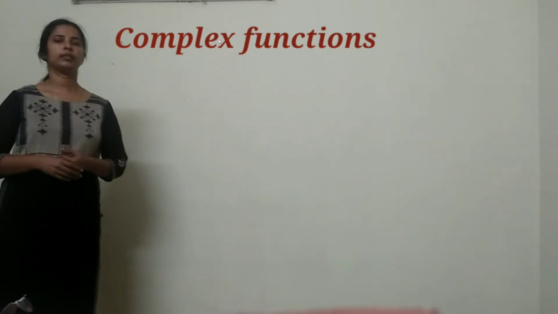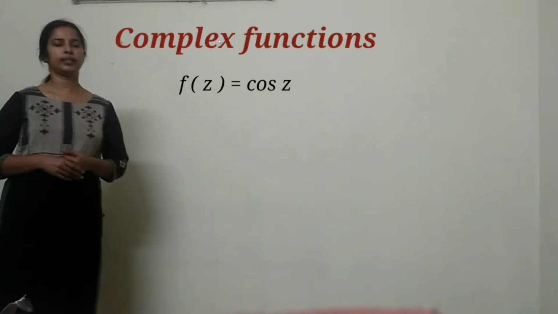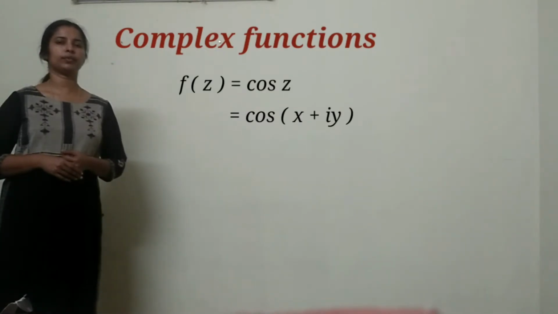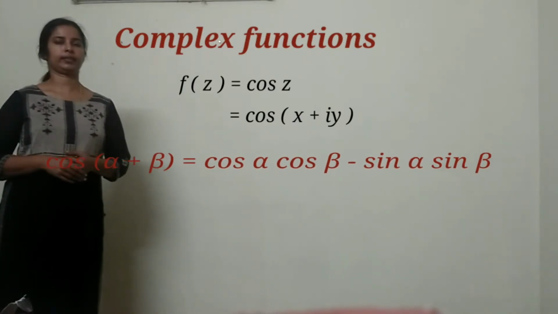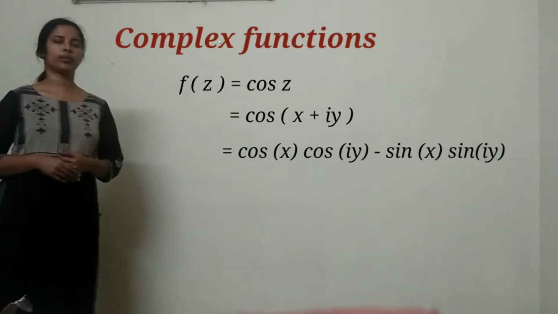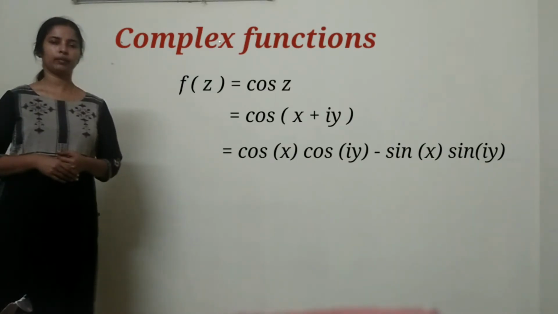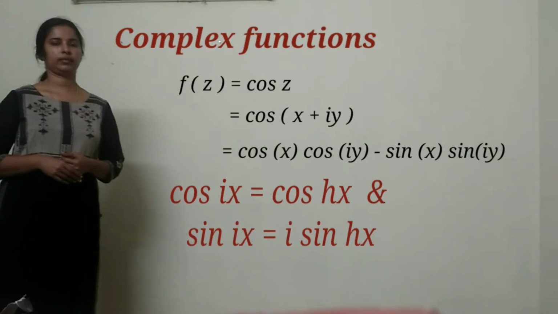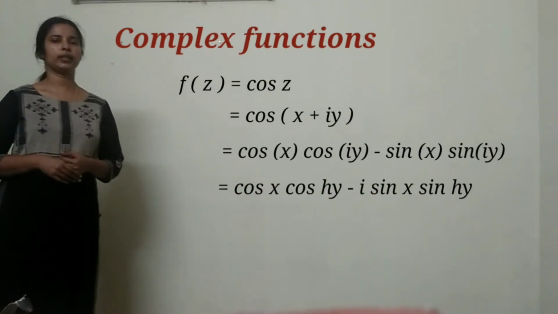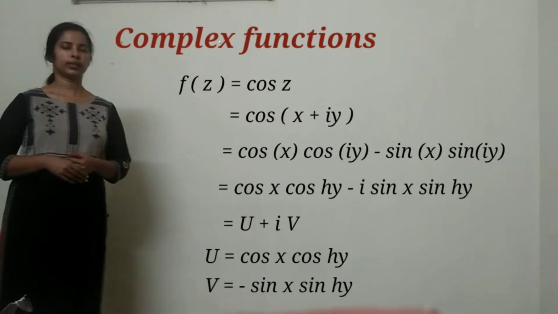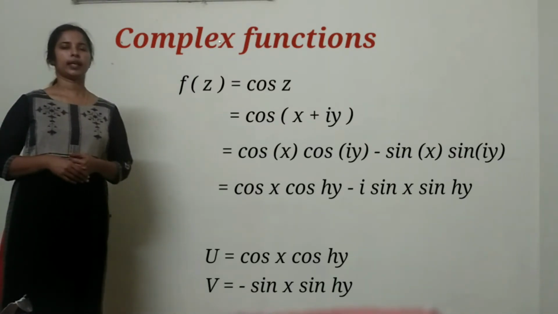Next, consider a trigonometric function cos z. Let f(z) be equal to cos z, that is cos(x plus iy). We can expand cos(x plus iy) by using the equation for cos(alpha plus beta). We know cos(alpha plus beta) is cos alpha cos beta minus sin alpha sin beta. So this is cos x cos iy minus sin x sin iy. Again we know cos iy is cosh y and sin iy is i sinh y. So it is cos x cosh y minus i sin x sinh y. See, this is in the form u plus iv, where u is equal to cos x cosh y and v is minus sin x sinh y.